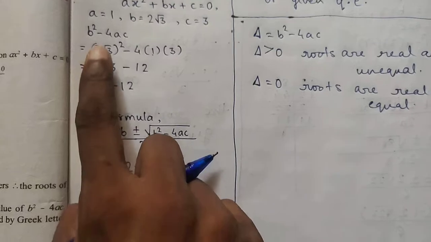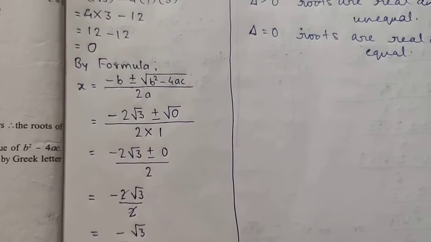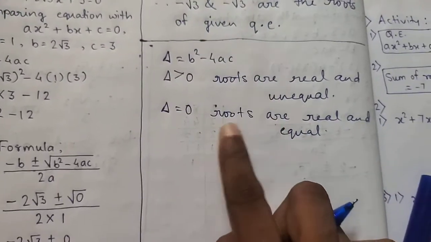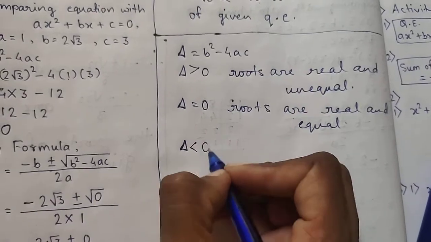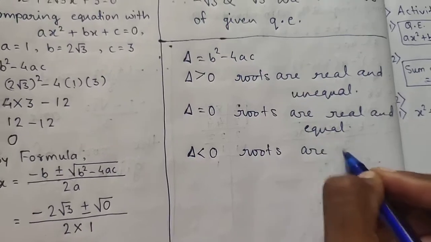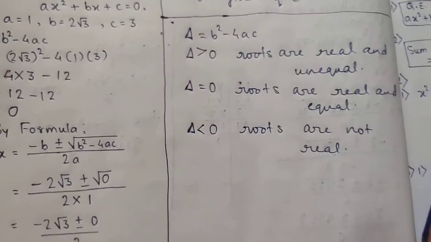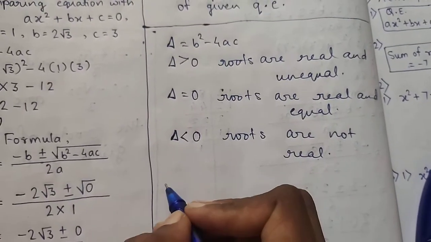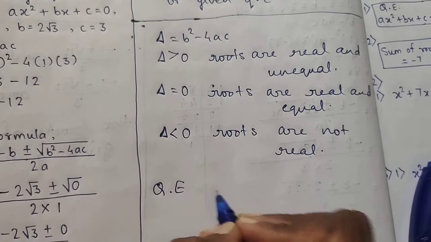In this case your delta value is 0, that is why you got single solution, and single solution is twice repeated. That is what I have written here. Roots are real but equal. Okay, but whenever your delta is negative, then what we say? Roots are not real. Okay, so not real, that means you are not going to solve in that case. Now next what I have given you, that is quadratic equation formula, right?